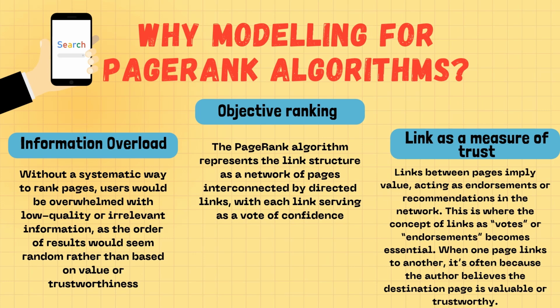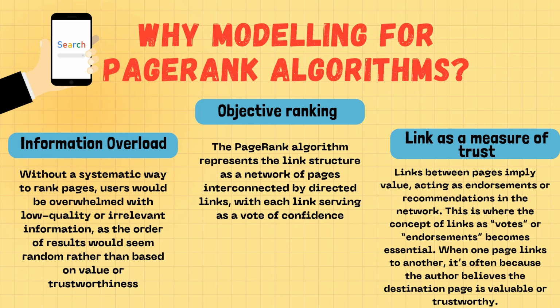The second is objective ranking. The PageRank algorithm represents the link structure as a network of pages interconnected by directed links, with each link serving as a vote of confidence. However, not all votes hold the same value. Links originating from pages with high authority are given greater significance.